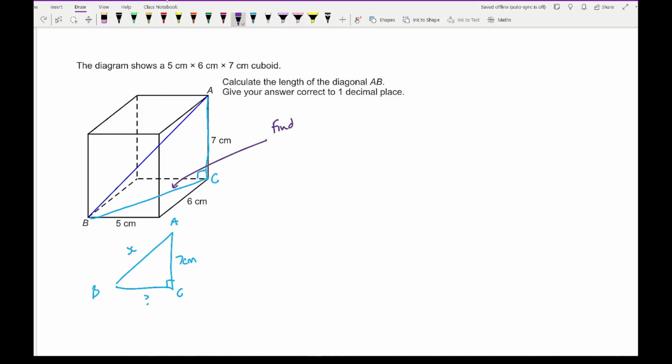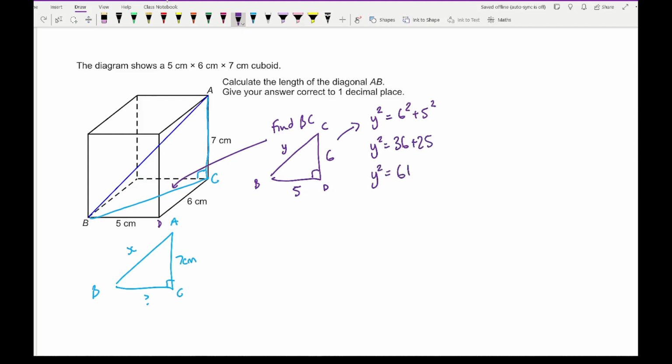So find BC. So again, taking that triangle out and just labeling it BC, I'll call that D. Then this length here is 6 centimeters, this is 5, and this is the side that I'm wanting, which I'm just going to call Y. So from this, Y squared equals 6 squared plus 5 squared. So Y squared equals 36 plus 25, which gives me 61. So Y squared equals 61, so Y equals square root of 61. So now BC is going to equal root 61.